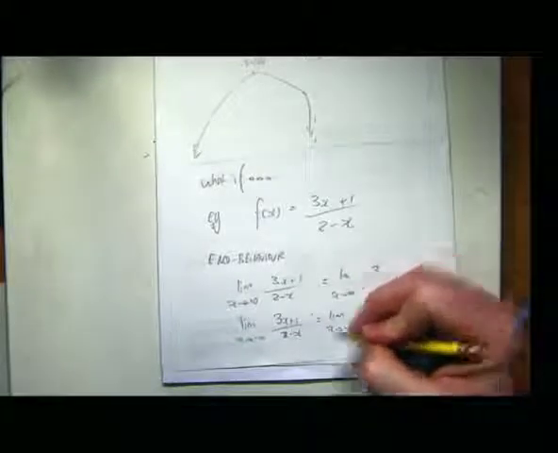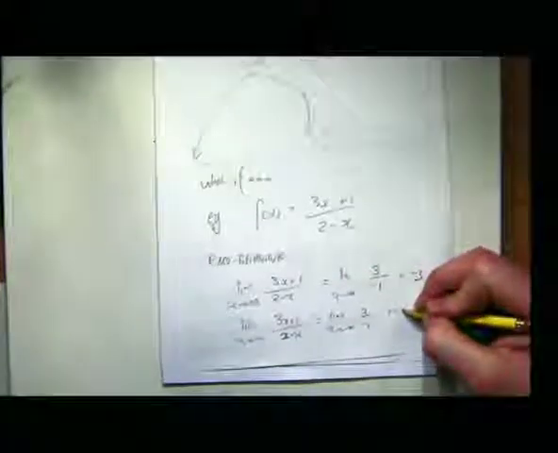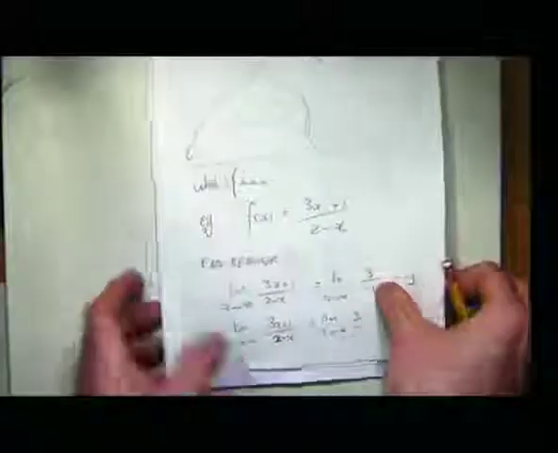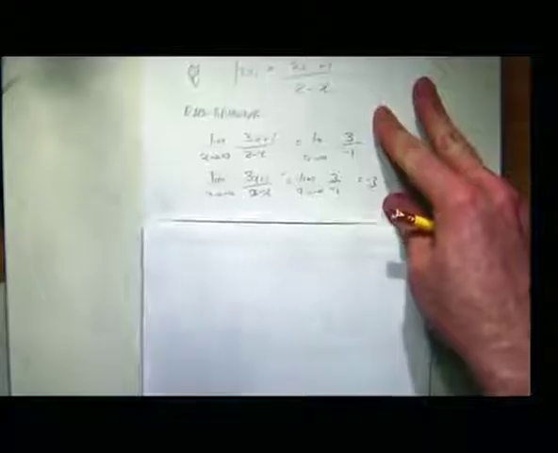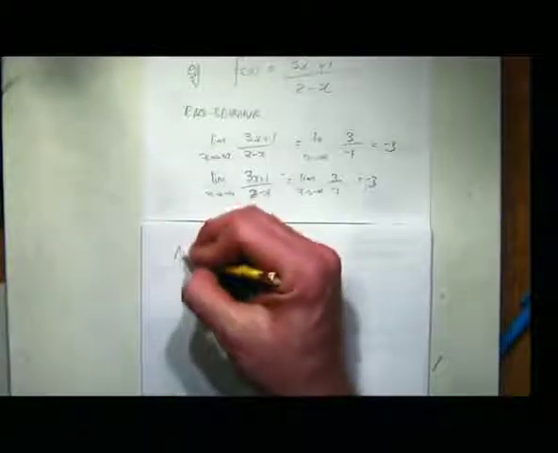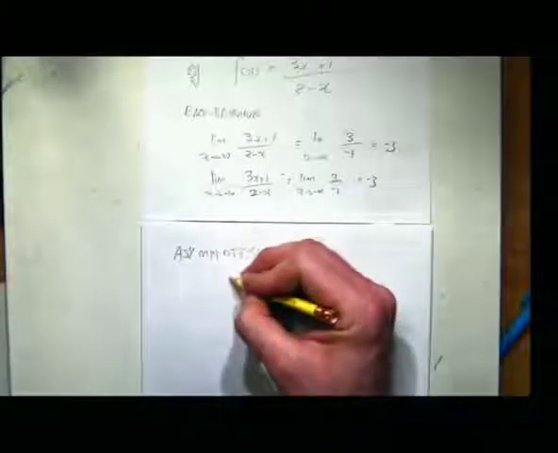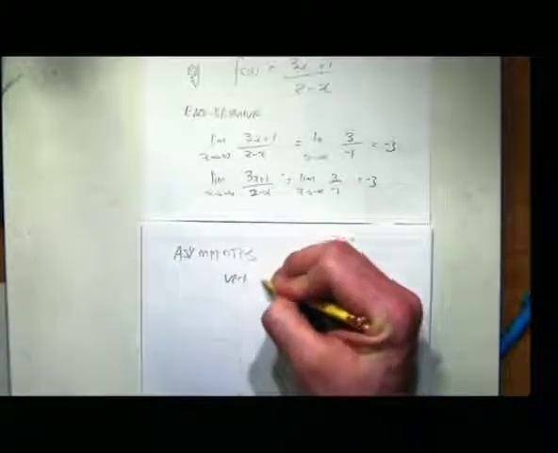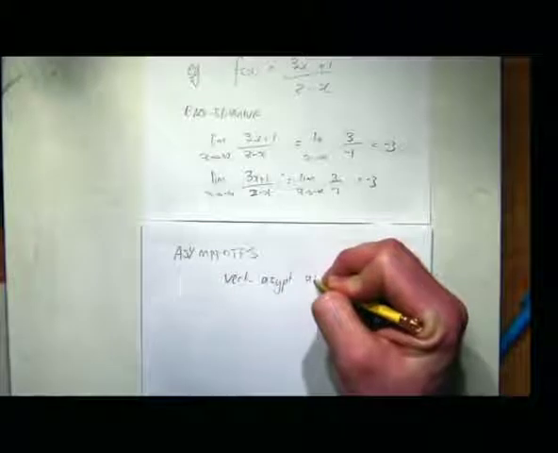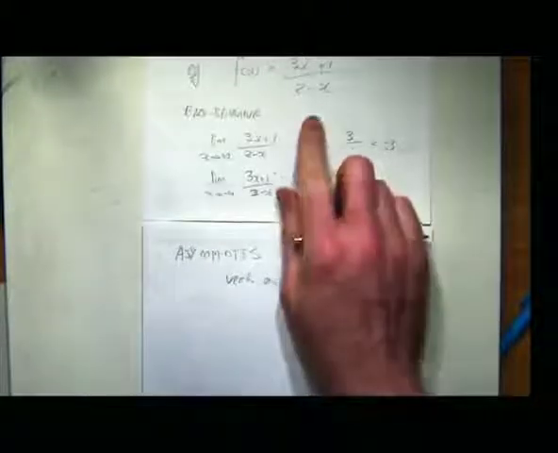Differentiate the top, differentiate the bottom, still minus 3. So this function flattens itself out at the edges. Yep, we can look at its asymptotes. So there's a vertical asymptote at x equals 2, because that's when it's undefined.